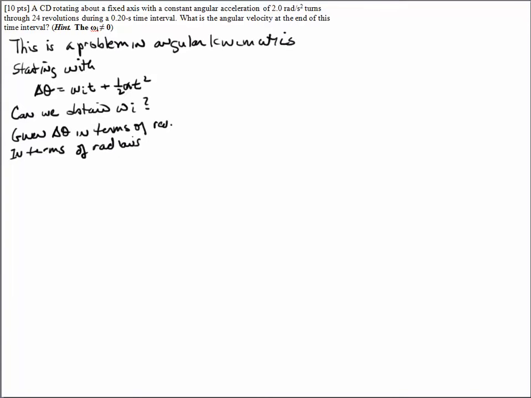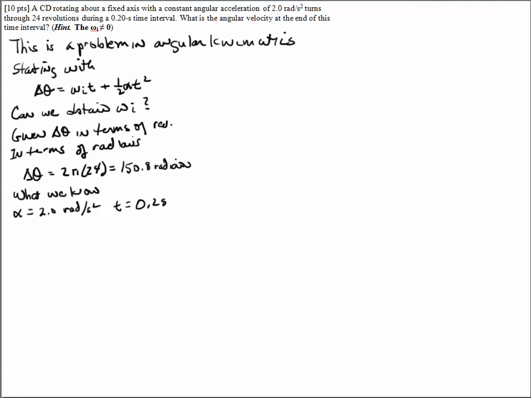Given delta theta in terms of revolutions, we now need to cast it in terms of radians. Delta theta in radians is simply 2 pi times the number of revolutions, and is 150.8 radians. Now, what do we know? Of course, we know alpha, the angular acceleration, 2.0 radians per second squared, and we know the time, 0.2 seconds.